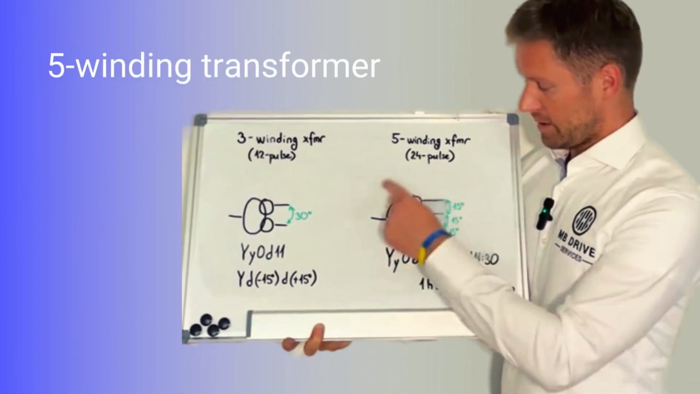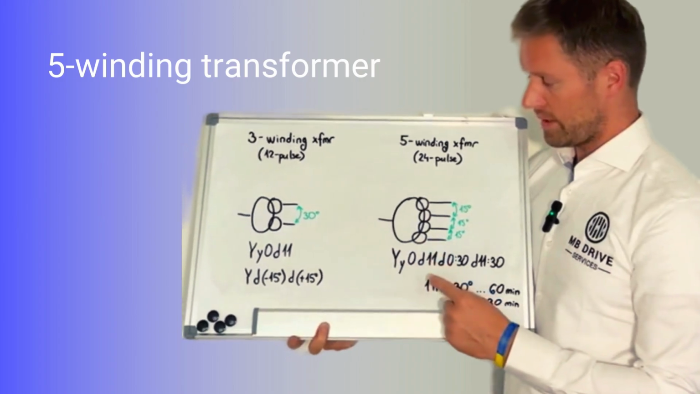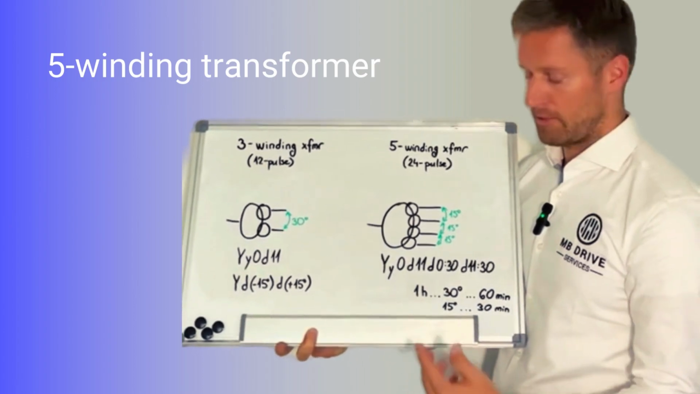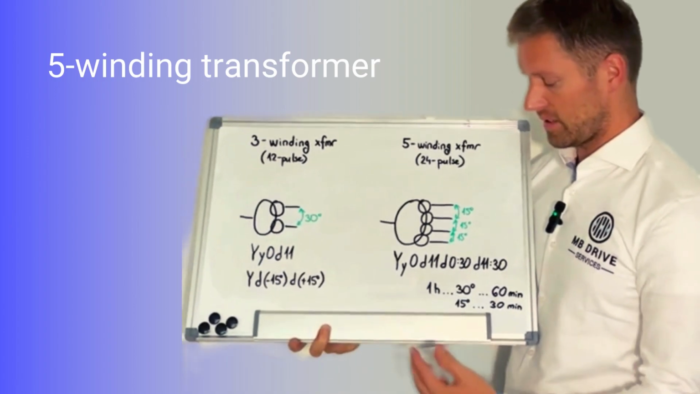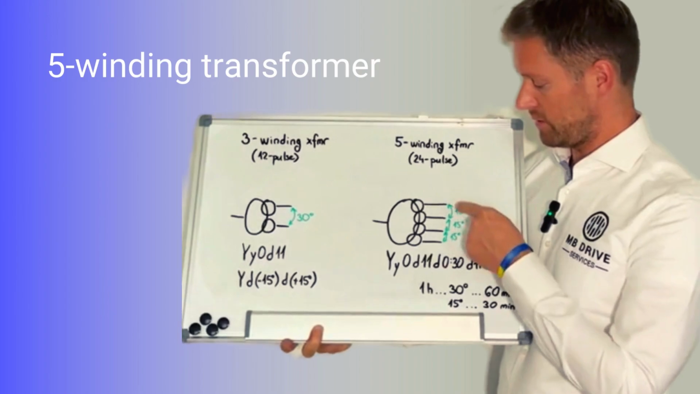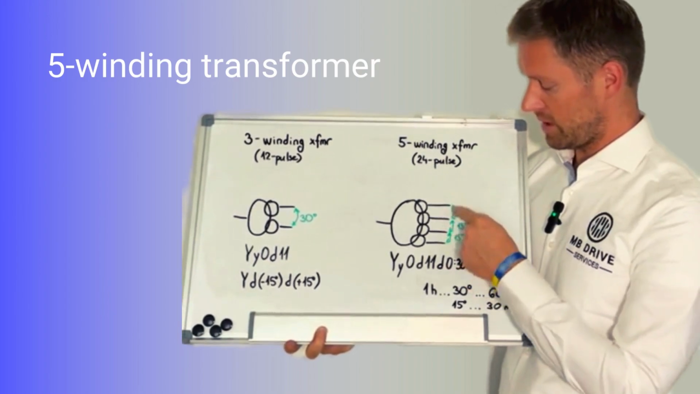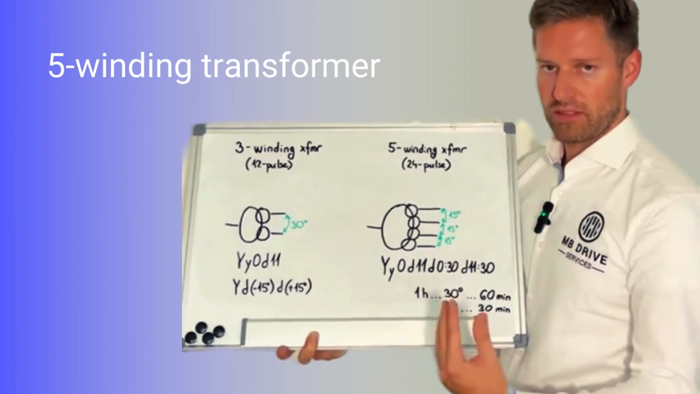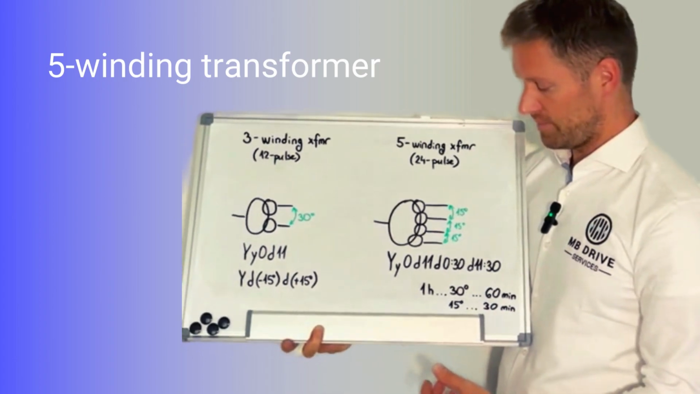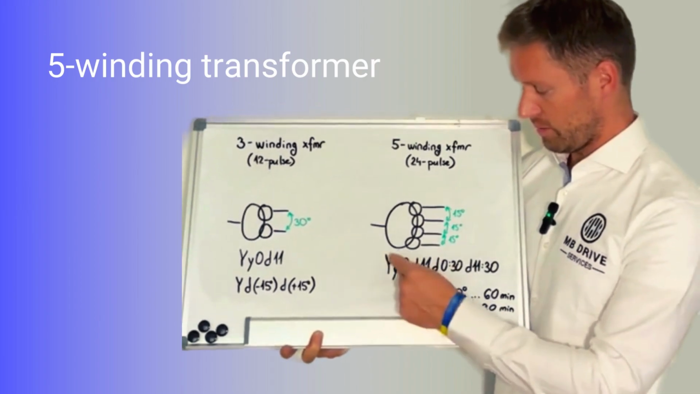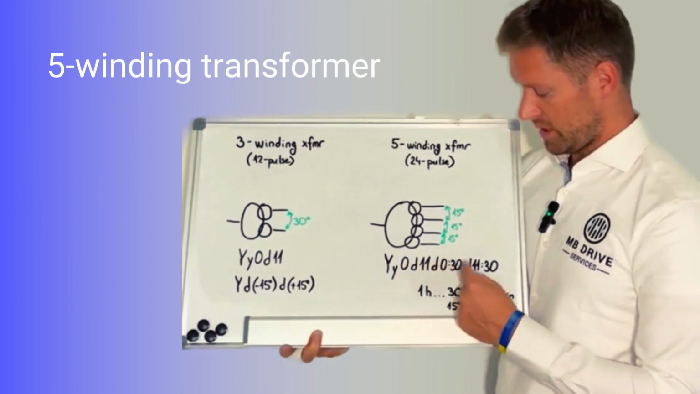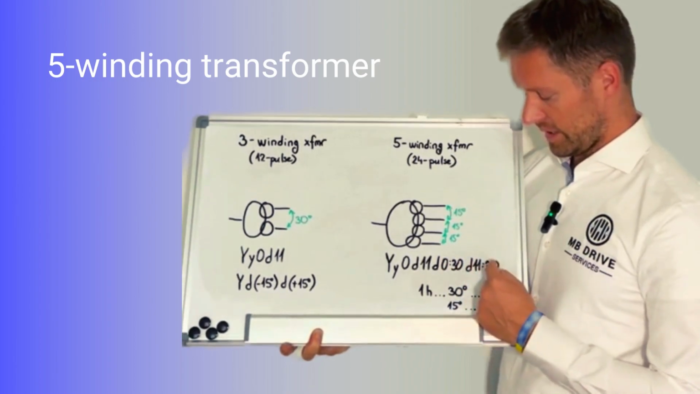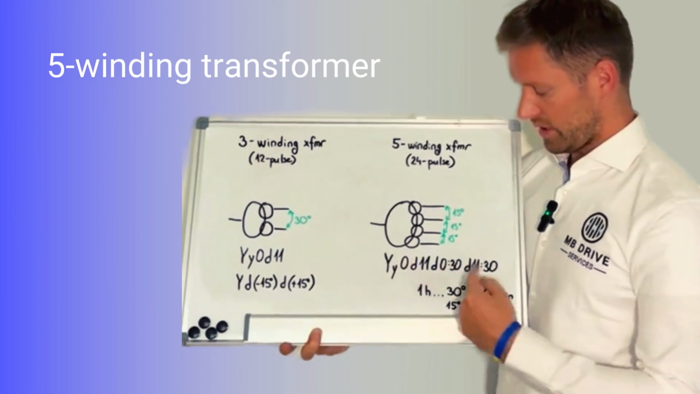If we have this 5-winding transformer, then we already have to use those alternative connections like extended delta or zigzag, because here we need 15 degree phase displacement in between the secondary windings, which we cannot achieve anymore with just using star and delta connected windings. So here is an example, Y0, D11, and then we have two extended delta windings, D0 30, D11 30. I use this kind of notation here.